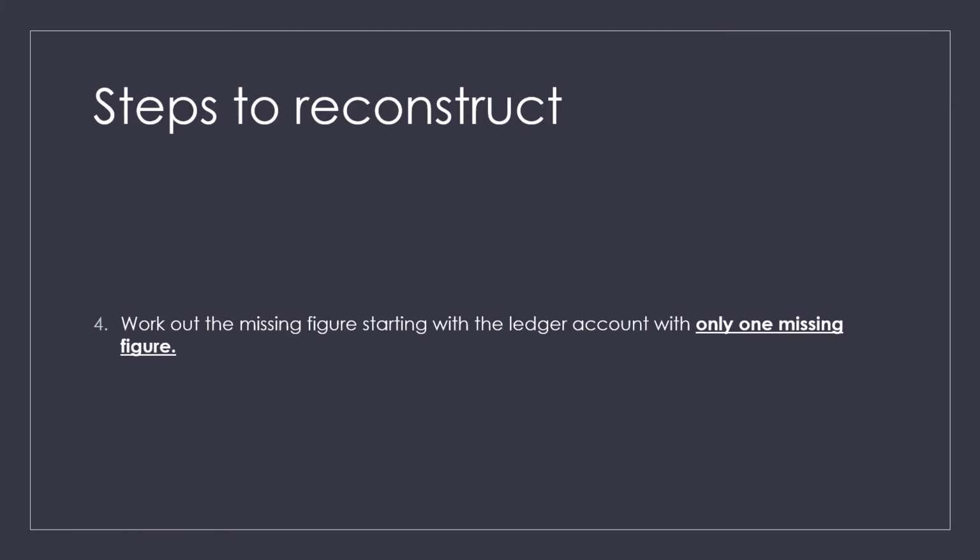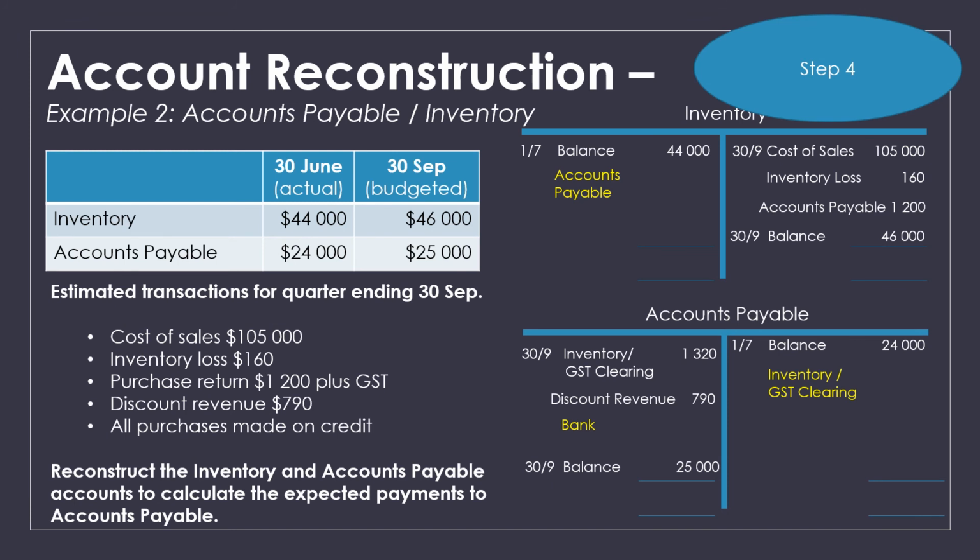The last step, step 4. Now we're going to find the missing figures, starting with the ledger account that has only one missing figure, and that's the inventory ledger account here. To calculate the missing figure, we're going to start adding up the amount on the debit and credit sides as it is at the moment. So here on the debit side, we have a total of $44,000, whereas on the credit side, we currently have a total of $152,360. Next, we write the larger amounts in the total lines.